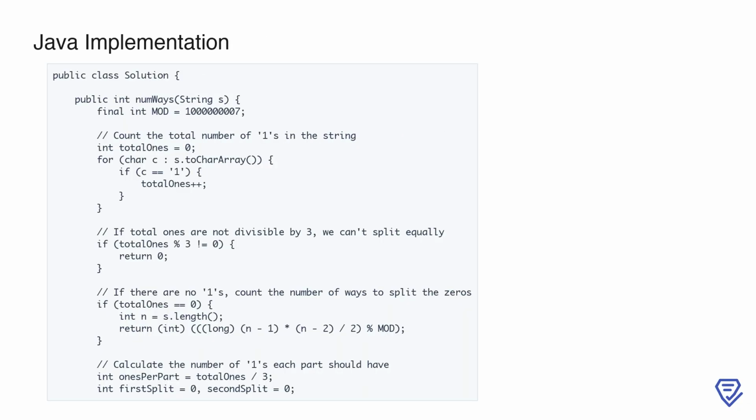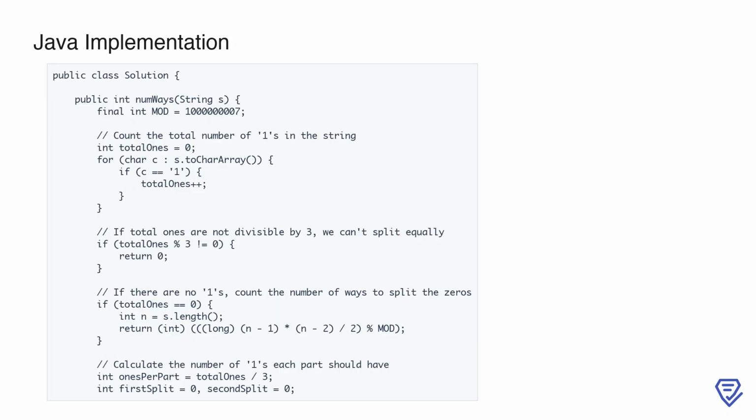Here, we begin our Java implementation with the Solution class and the numberWays method. The first thing we do is define a constant mod with a value of 1,000,007 to handle large results and prevent overflow when performing modular arithmetic. Next, we initialize a variable total_ones to count the total number of ones in the input string s. This is done using a simple loop that iterates through each character of the string. If the current character is 1, we increment the total_ones counter.